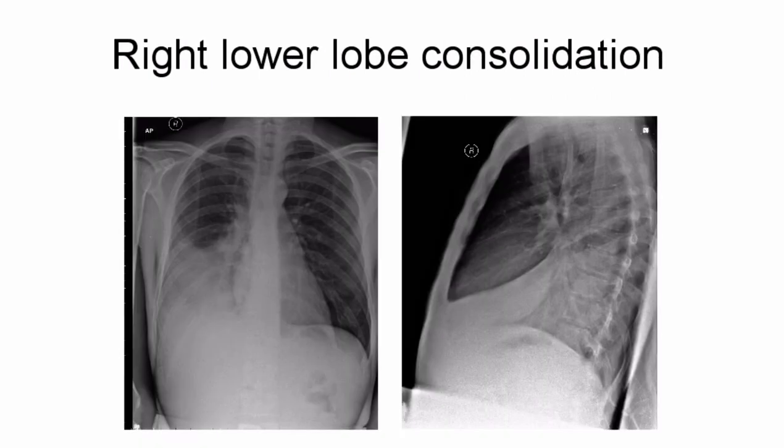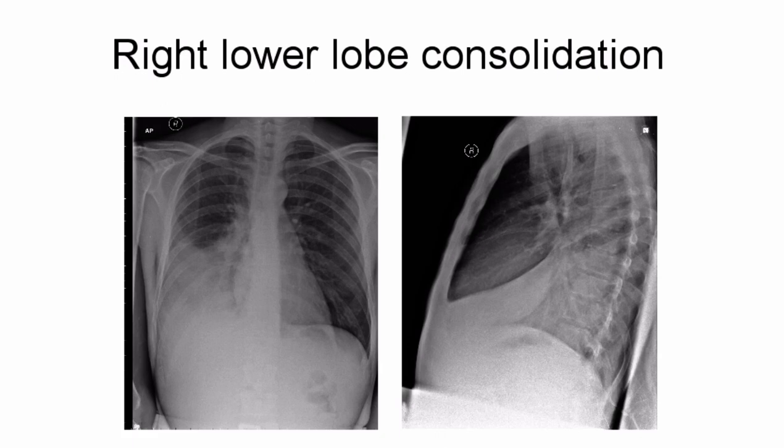On this chest X-ray, the right hemidiaphragm is obliterated due to consolidation of the adjacent right lower lobe. We can also see the right heart border because the pathology is not within the right middle lobe.